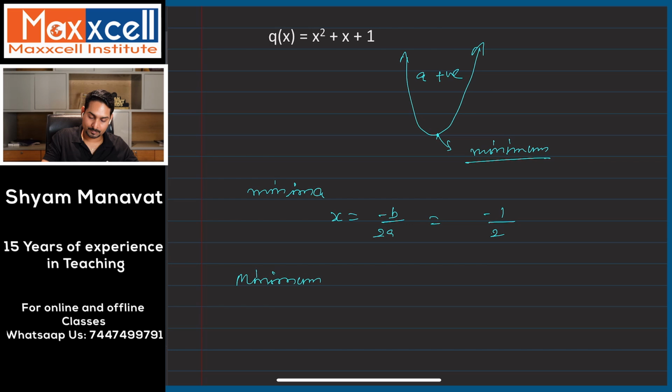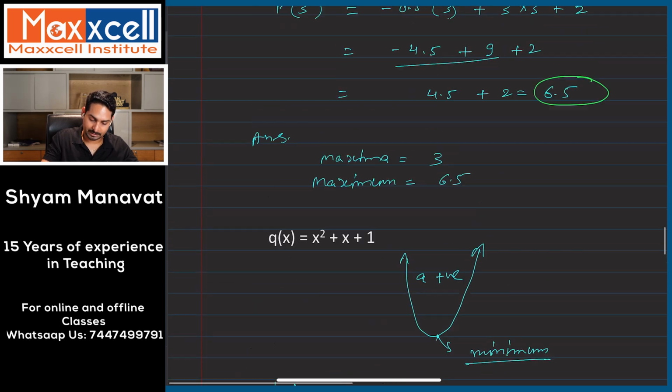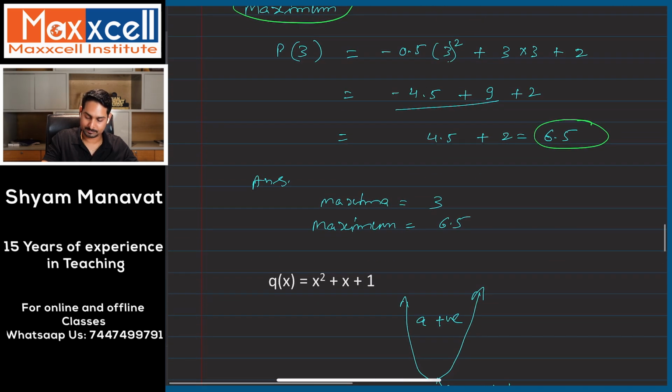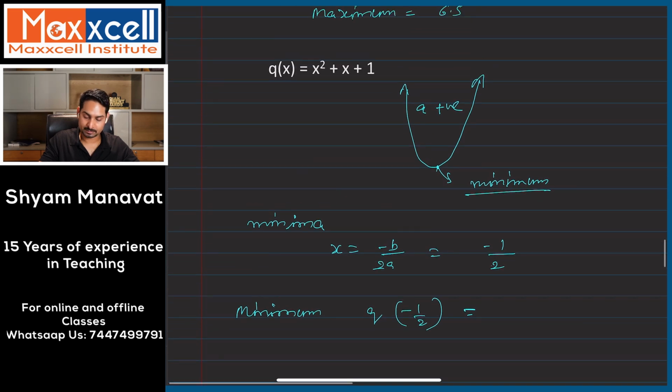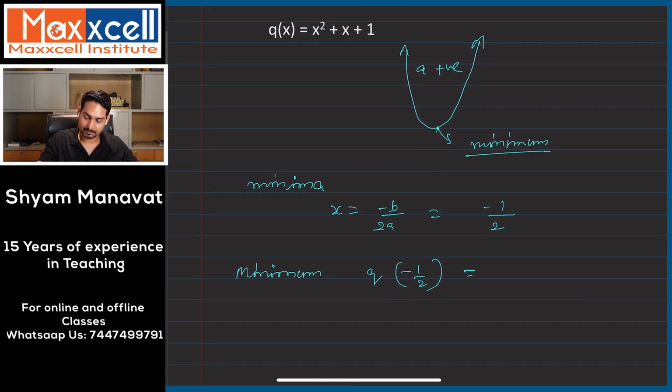Minimum क्या होगा? मिनिमम क्या होगा? q of minus half. This is the given equation, so this is minus half square plus minus half here plus 1. Simplify this. Minus half square. So 1 by 2 का square 1 by 4. And the minus sign will be out because we are squaring this term, right? Square of negative is positive. So you have 1 by 4 here.